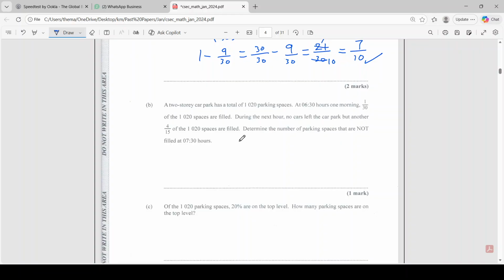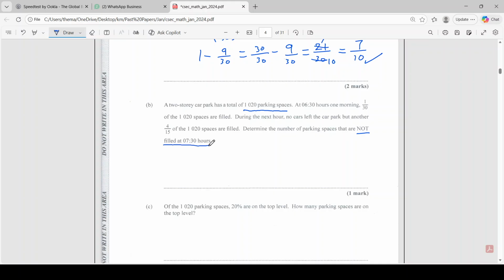Part B: a two-story car park has a total of 1,020 parking spaces. So this is a total. At 6:30 one morning, 1/30 of the 1020 spaces are filled. During the next hour, no cars left the car park, but another 4/15 of the 1020 spaces are filled. Determine the number of parking spaces that are not filled.